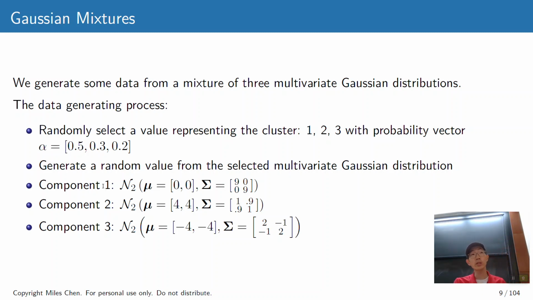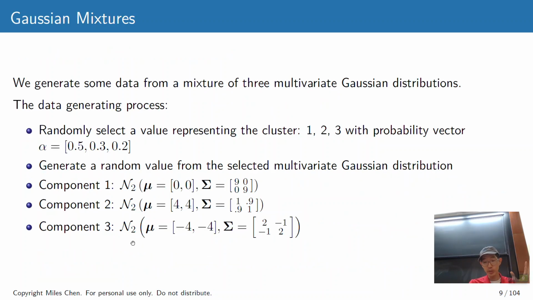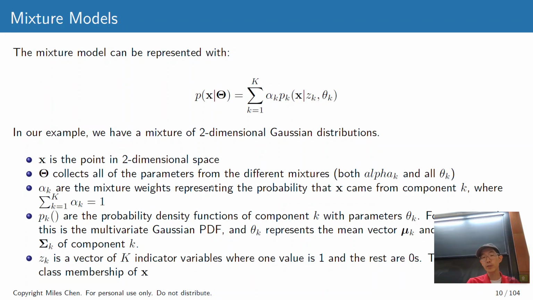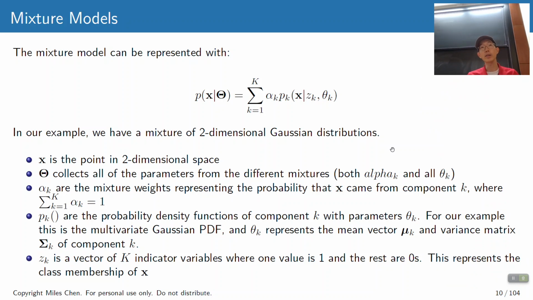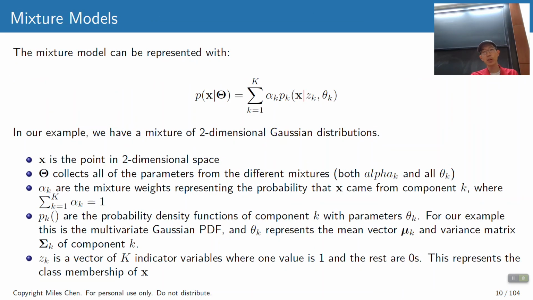So component 1 is going to account for 50% of the data, component 2 will be 30% of the data, and component 3 will be 20% of the data. So if these are our mixing components, what is the overall PDF of the values that we have? The overall PDF is going to be basically the sum of our mixing proportion, our alpha value, which is either 0.5, 0.3, or 0.2, multiplied by the PDF of each component distribution.